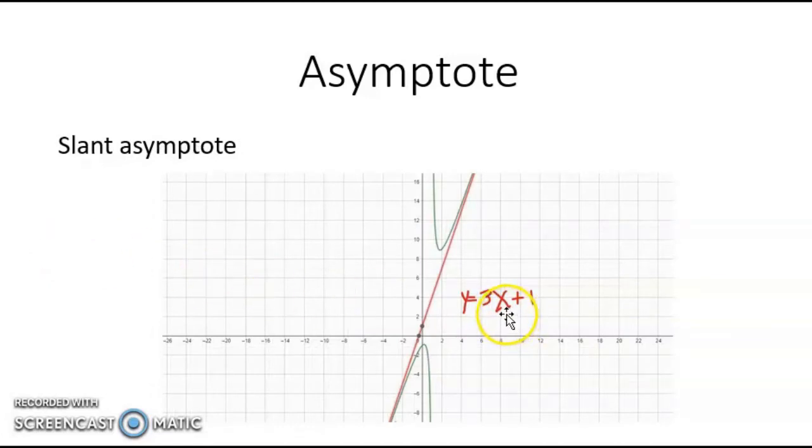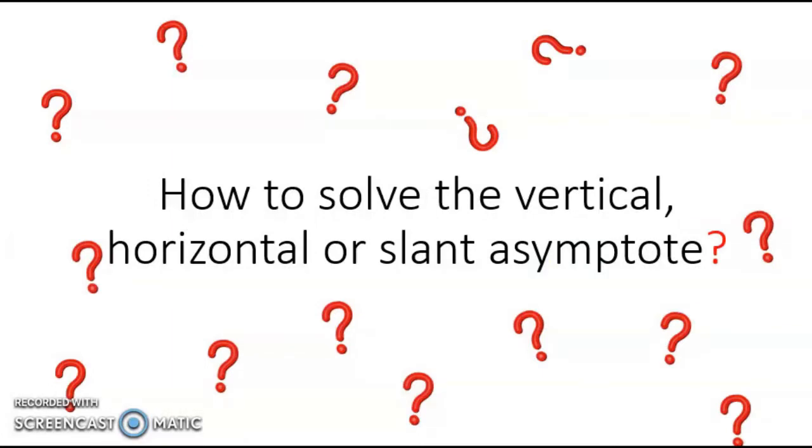This is also an example of a slant asymptote. Okay, the line y equals 3x plus 1 is a slant asymptote. But how to solve the vertical, horizontal, or slant asymptote? Start with vertical asymptote.